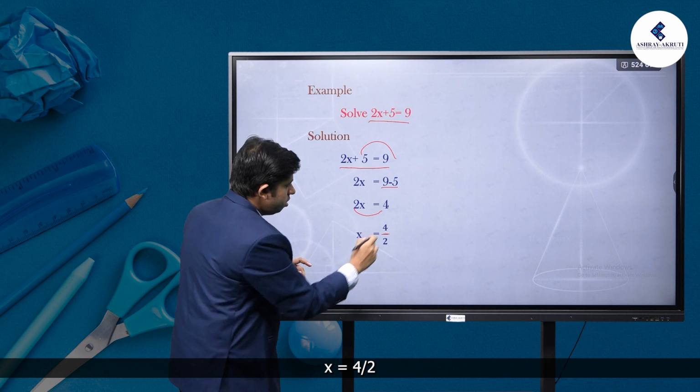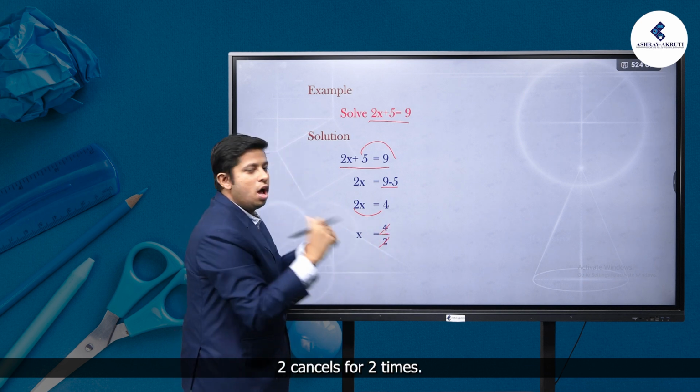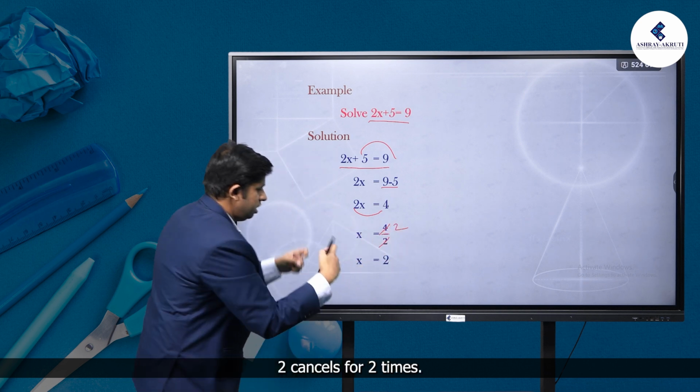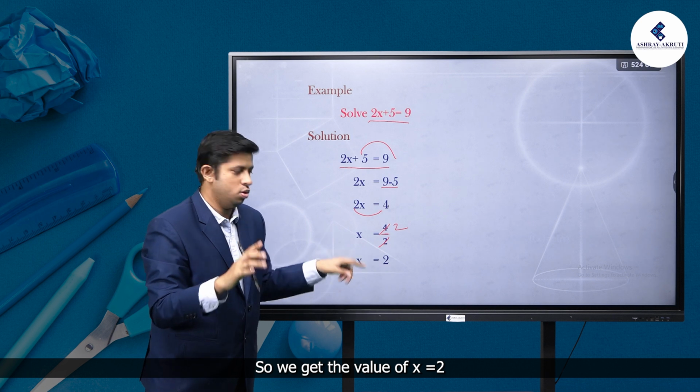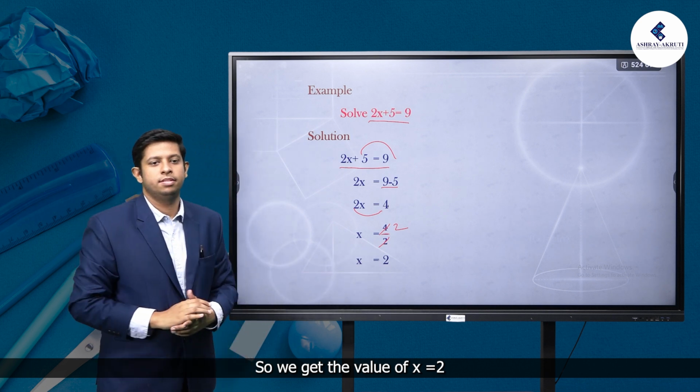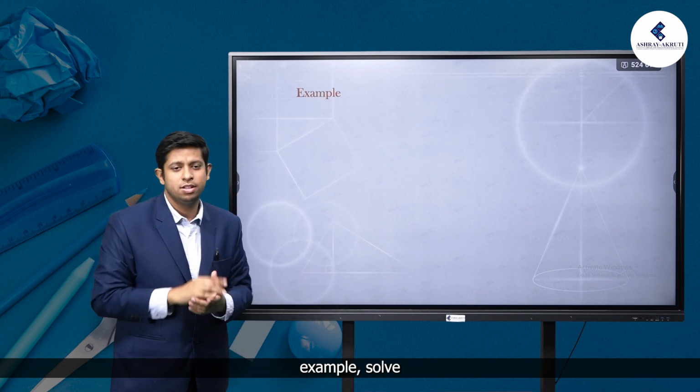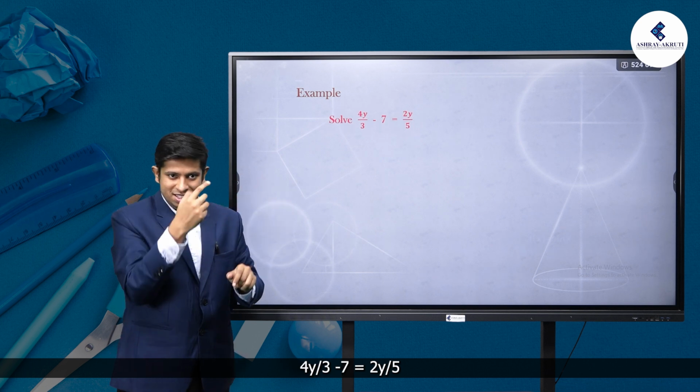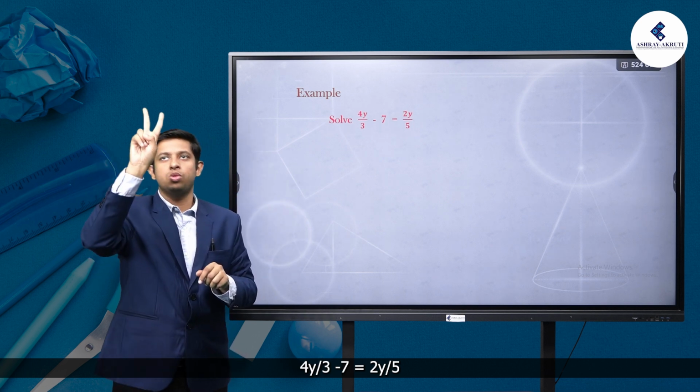x equals 4 by 2. 2 cancels 4 two times. So we get the value of x is equal to 2. Example. Solve 4y by 3 minus 7 is equal to 2y by 5.